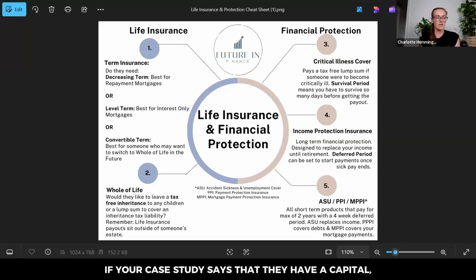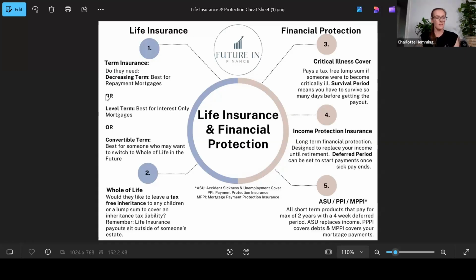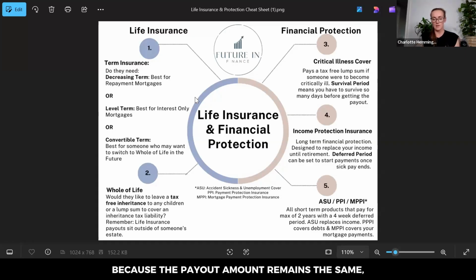If your case study says that they have a capital and repayment mortgage or a repayment mortgage, you are immediately going to go, oh, if they need to protect their mortgage, then they need a term product. And it's decreasing term because the amount goes down. If your case study says they have an interest-only mortgage, what you need to go is, oh, okay, so I know that with interest-only mortgages, they need a level term product because the payout amount remains the same. It is always going to be one of these 2.